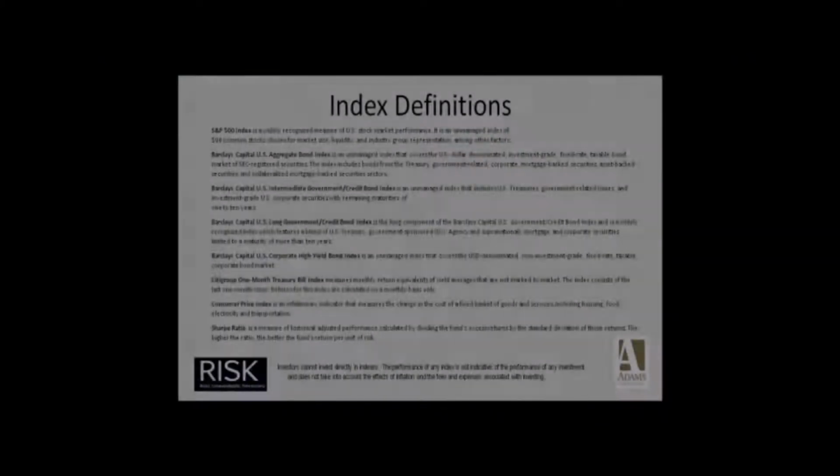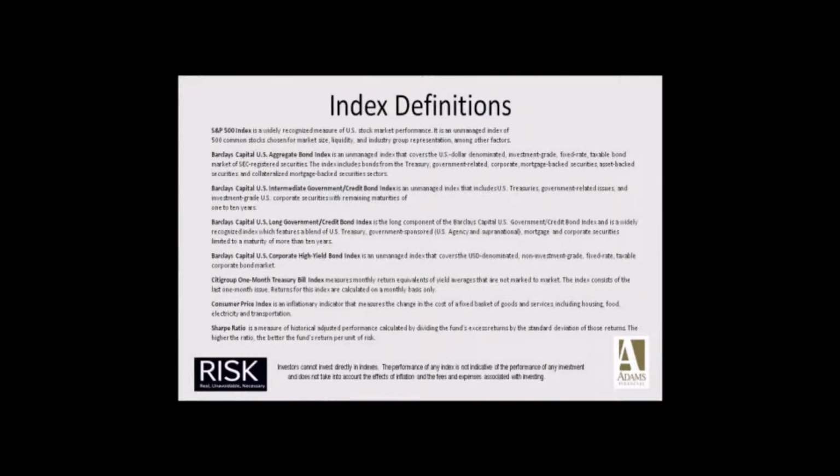The S&P 500 index is a widely recognized measure of the U.S. stock market performance. It is an unmanaged index of 500 common stocks chosen for market size, liquidity, and industry group representation, among other factors. The Barclays Capital U.S. Aggregate Bond Index is an unmanaged index that covers the U.S. dollar-denominated investment-grade fixed-rate taxable bond market of the SEC-registered securities. The index includes bonds from the Treasury, government-related, corporate, mortgage-backed securities, asset-backed securities, and collateralized mortgage-backed securities sectors.